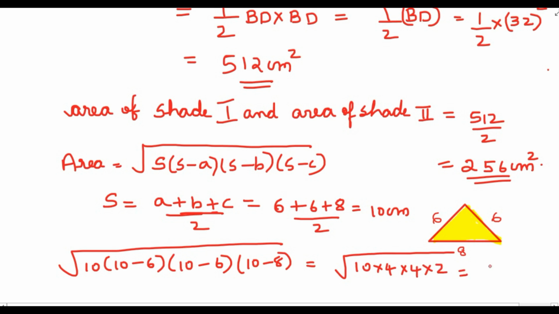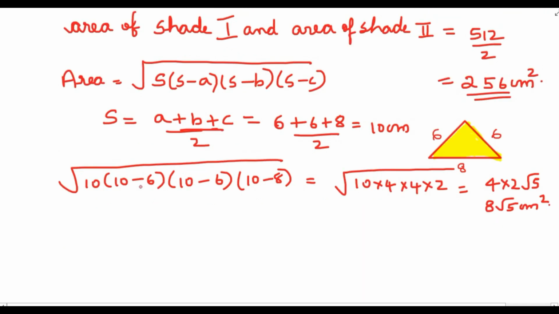We can take outside 4 and 2, and root 5 remains, which is equal to 8 root 5 centimeter square. And the value of root 5 is 2.24. When you simplify this, you have 17.92 centimeter square. So the area of shade 1 and shade 2 is 256 centimeter square and the area of shade part 3 is 17.92 centimeter square.